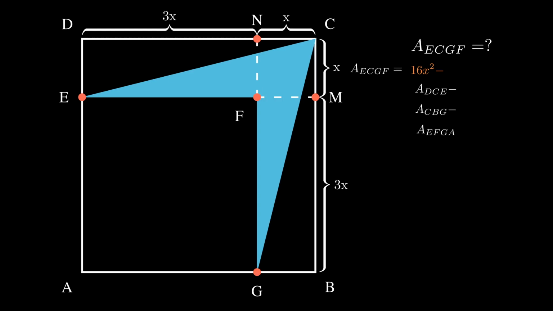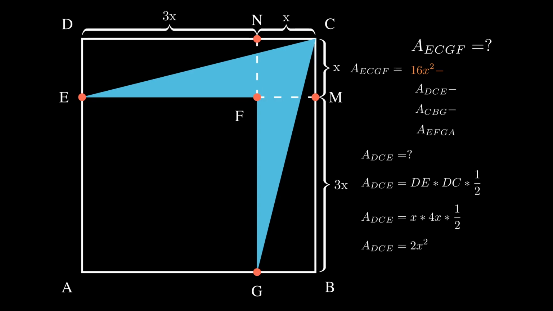Moving forward, we now take the next area, which is the area of the triangle DCE. Because DCE is a right triangle in D, we can calculate the area as the height of the triangle multiplied by the base divided by 2. And in our case, it becomes DE multiplied by DC divided by 2. DE has the length of x, DC of 4x. And when we do the calculation, it becomes 2x squared. We plug it back in the initial calculation.